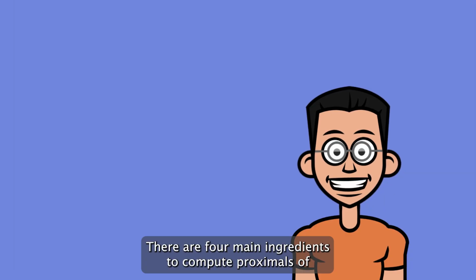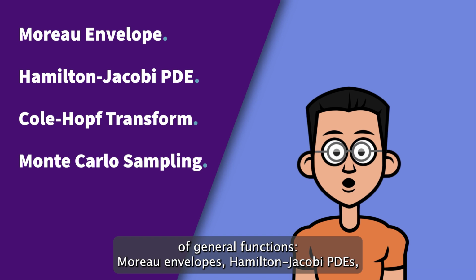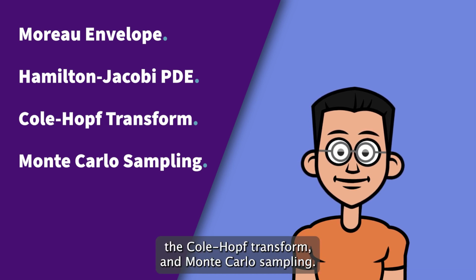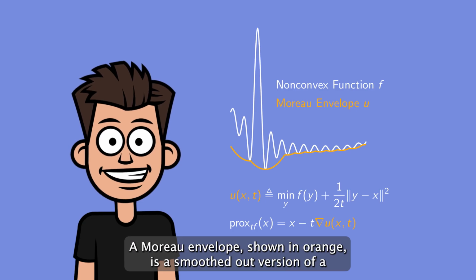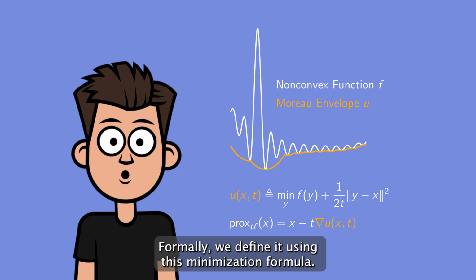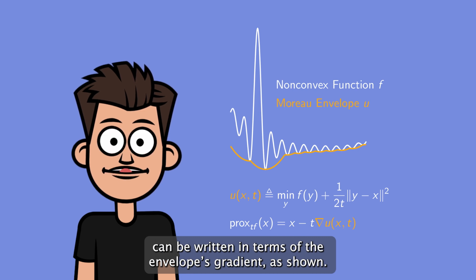There are four main ingredients to compute proximals of general functions: Moreau envelopes, Hamilton-Jacobi PDEs, the Cole-Hopf transform, and Monte Carlo sampling. A Moreau envelope, shown in orange, is a smoothed out version of a function f, shown in white, with the same global minimizers. Formally, we define it using this minimization formula. What's important here is the proximal of f can be written in terms of the envelope's gradient, as shown.